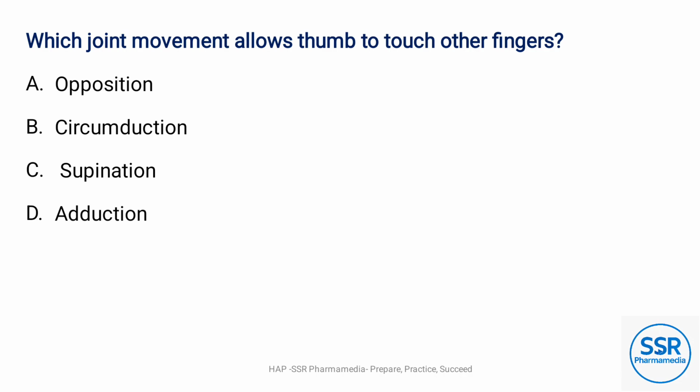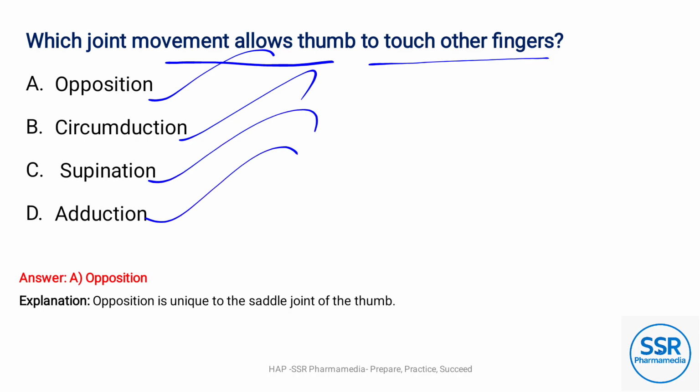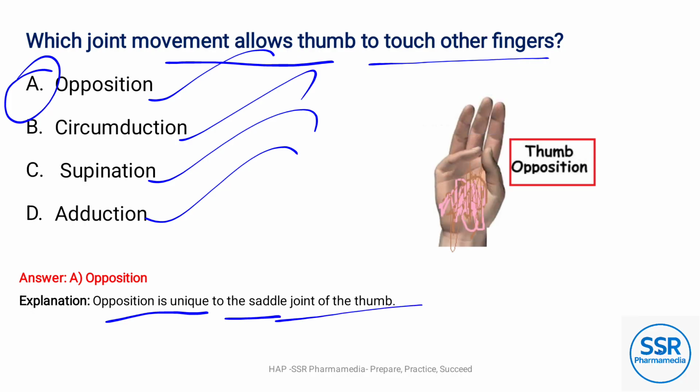Next, which joint movement allows the thumb to touch the other fingers? Option A opposition, option B circumduction, option C supination, option D adduction. So the answer is option A opposition. Opposition is unique due to the saddle joint of the thumb.